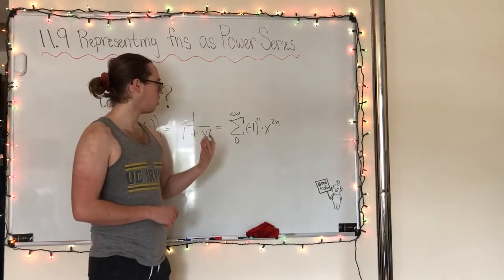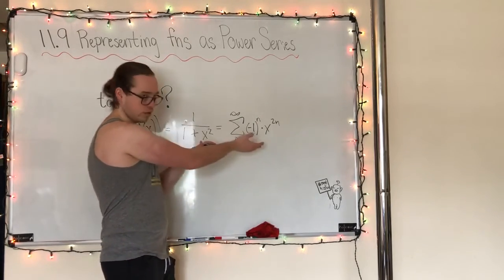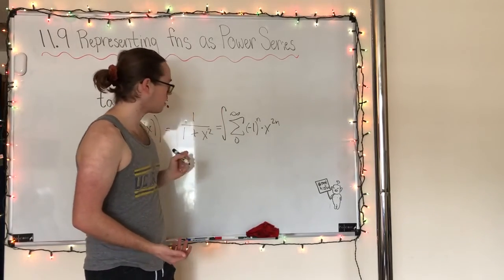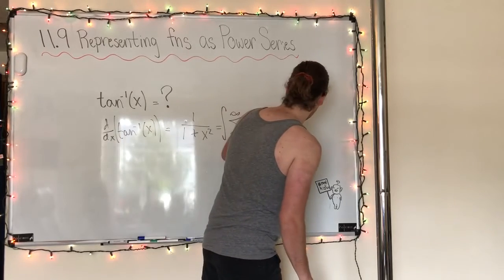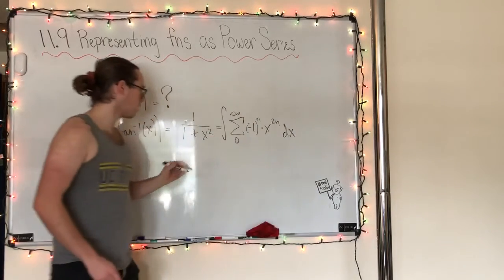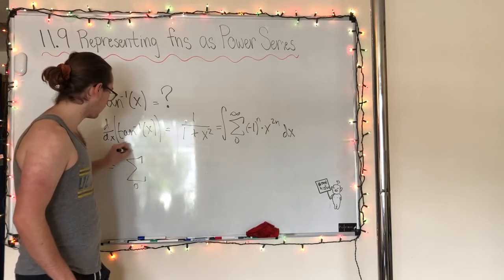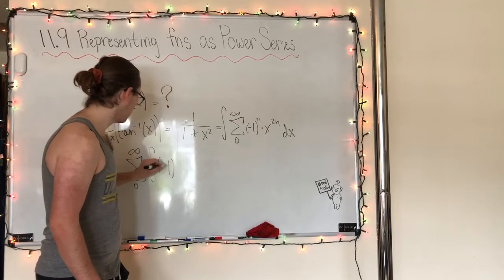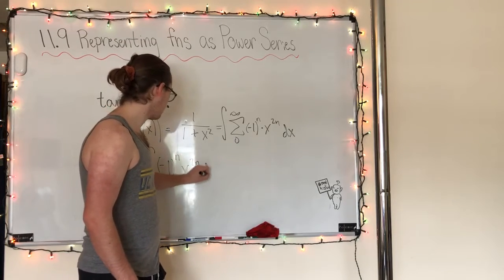Okay, if the derivative equals a power series, we can just integrate said series. And we have to write our dx. So this is then going to be equal to the sum from 0 to infinity of the integral of negative 1 to the n x to the 2n dx.